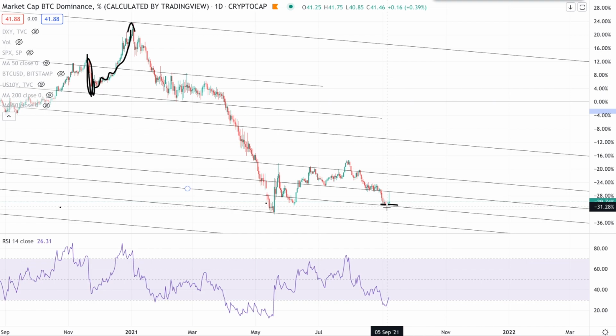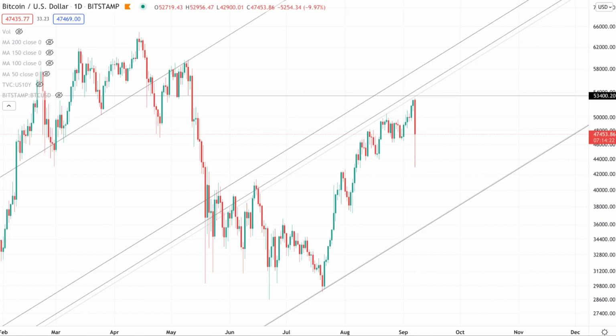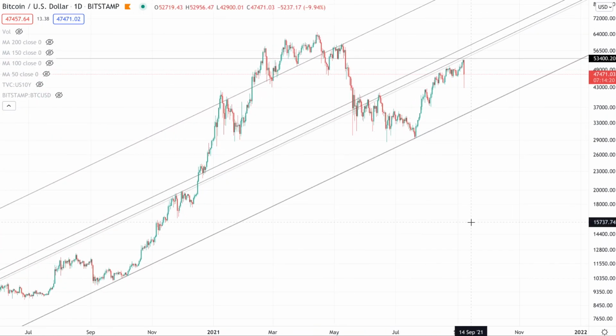Real alt seasons on cryptocurrencies don't happen unless Bitcoin is trading at all-time highs. So that's why I believe that we're going to see a strong performance of Bitcoin here over the next couple of months as Bitcoin heads back to its all-time high before eventually getting that final alt season for the final show here. Now, that's about all I wanted to cover in this episode.